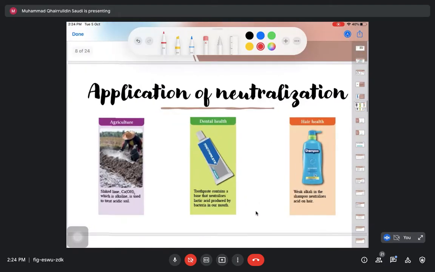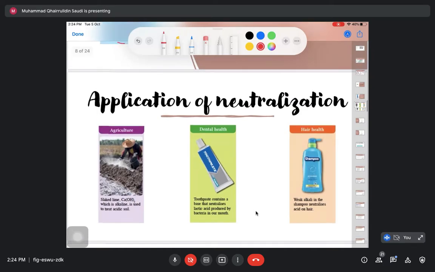Through that, in agriculture too, slaked lime, calcium hydroxide, is alkaline, so it is used to treat acidic soil so that the soil becomes more fertile for planting crops, or more suitable for the plants that are going to be planted there.